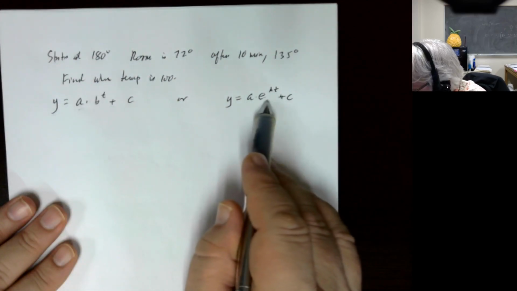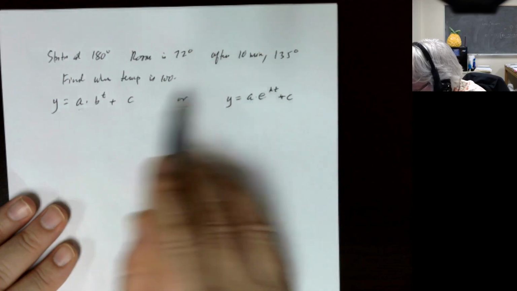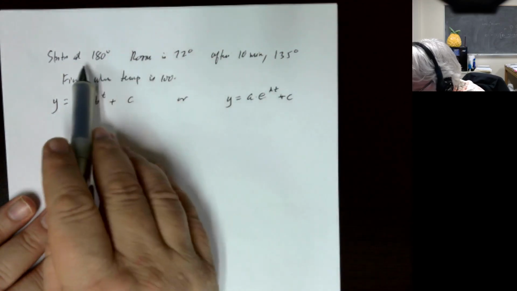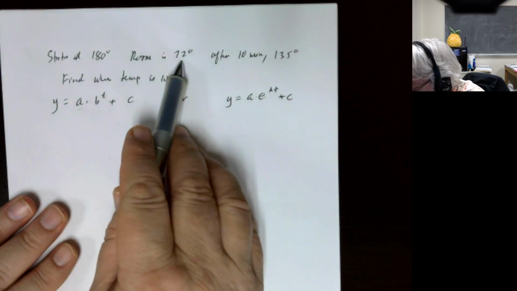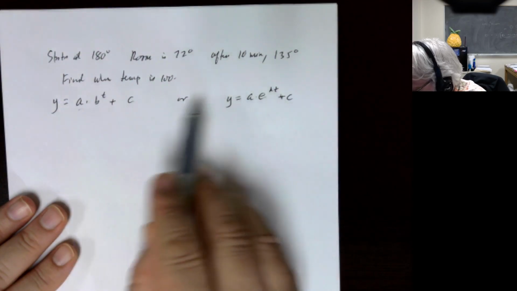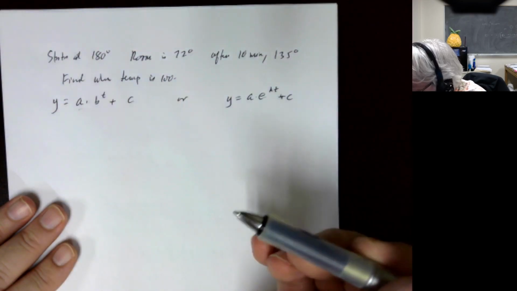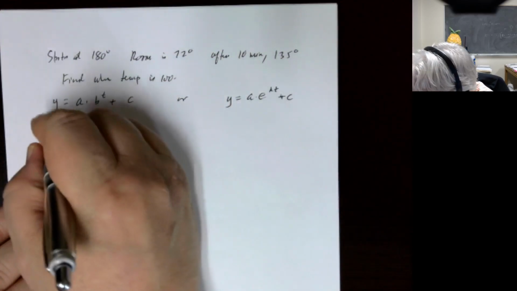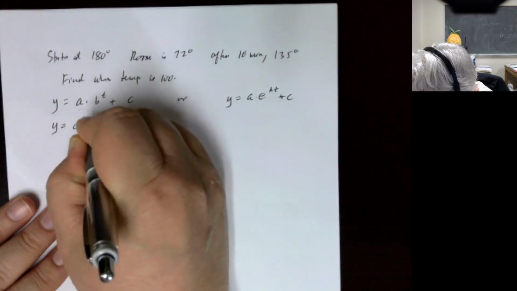The idea here is that in either case, as t goes to infinity, the first term should go to 0 because it's connected to that exponential function. And so as time goes to infinity, your 180 should be heading towards your 72. The only way that's going to happen is when c is equal to 72. So we can assume the room temperature is our value of c, and right off the bat we get the value of c.